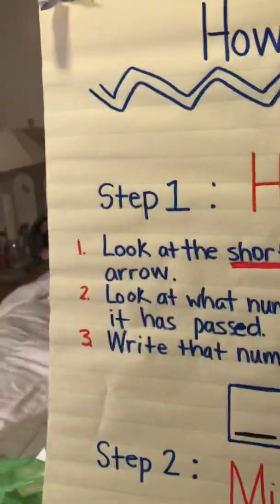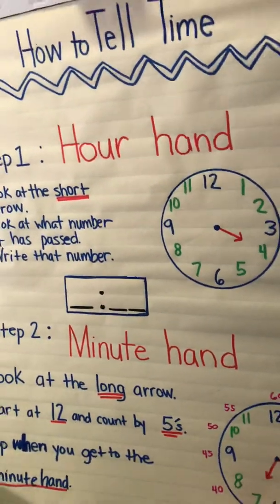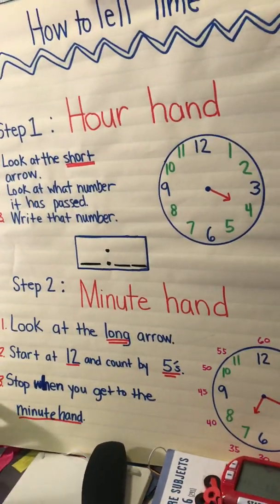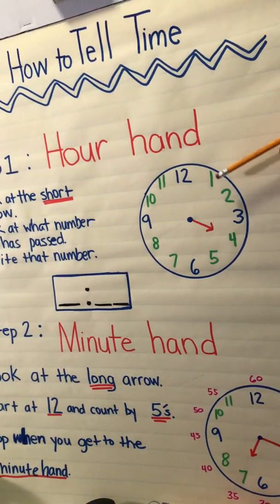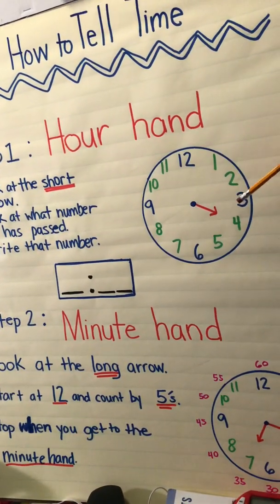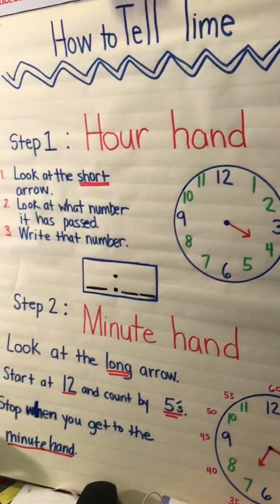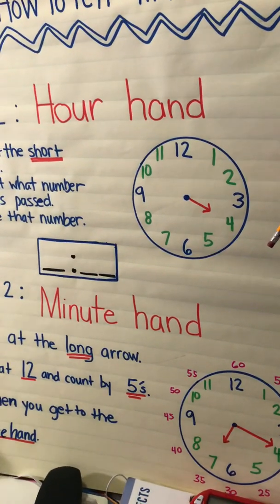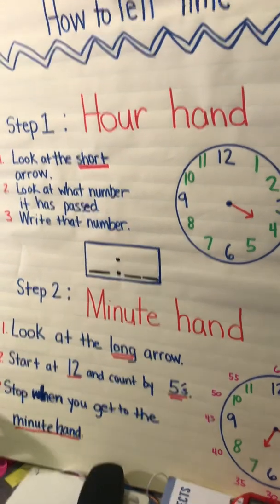This is my anchor chart, and it's going to tell you step by step exactly what to do when you see an analog clock. An analog clock is like this one. It's round, usually with our numbers 1 through 12 in a circle. And if you remember, we have 12 numbers on our clock because there are 12 hours in the morning and 12 hours at night. And that's what we use when we're telling time.